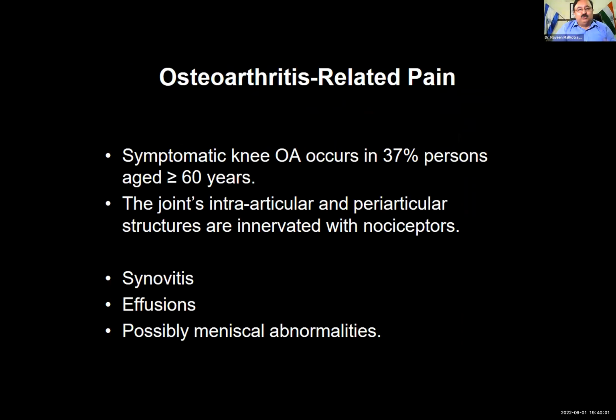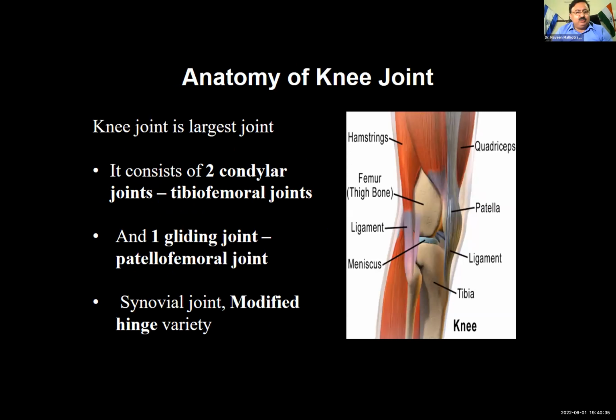Coming to my topic, management of knee pain. We are all going to suffer from knee pain, our seniors, our teachers, and as we grow old, we all are going to have knee pain, and the most common cause is osteoarthritis related knee pain. This will occur in around 40% of patients aged more than 60 years. The pain is coming from intra-articular or peri-articular structures where nociceptors are present. There may be associated synovitis, effusions, and meniscal abnormalities. Briefly, I won't be touching much on the anatomy of the knee joint. It is the largest joint, with two condylar joints, the tibiofemoral joints, and one patellofemoral joint.